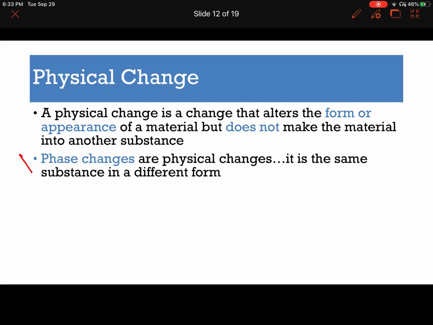One thing that's super important is that these phase changes are physical changes. By phase changes, I mean melting, so solid to liquid, freezing, which is liquid to solid, condensation, which is gas to liquid, vaporization, which is liquid to gas. So you're still the same object. You're not changing, you're just changing its appearance. So if you have a frozen ice cube and liquid water, it's still water, you're just changing its appearance. So phase changes are physical changes.